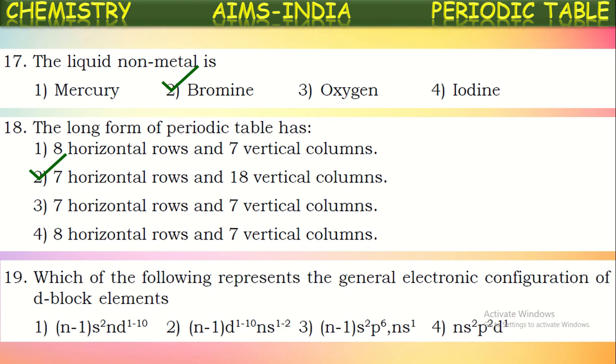Next one. Which of the following represents the general electronic configuration of d block elements? D block elements' electronic configuration will be ns1-2 (n-1)d1-10, because for these elements the last shell s subshell and the last but one shell, that is the penultimate shell d subshell, are being filled. So for them the electronic configuration will be ns1-2 (n-1)d1-10. Here it is, the second one. Okay, next question.